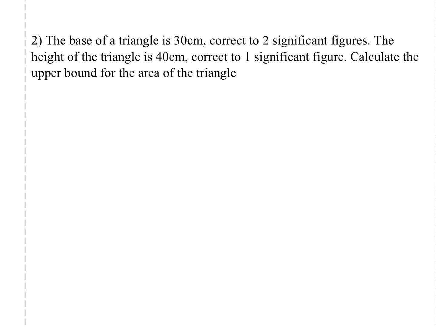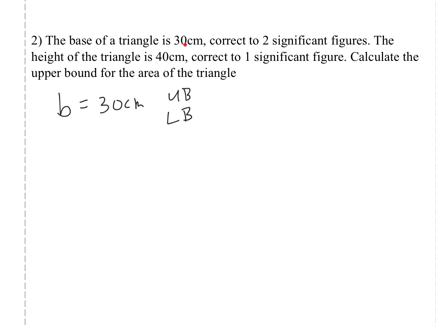Example 2. The base of a triangle is 30 centimeters, correct to 2 significant figures. The height of the triangle is 40 centimeters, correct to 1 significant figure. So begin, before you read the question, get your bounds, get those method marks. We've got the base of the triangle. It is 30 centimeters. That'll have an upper bound and a lower bound. Let's see what that would be.